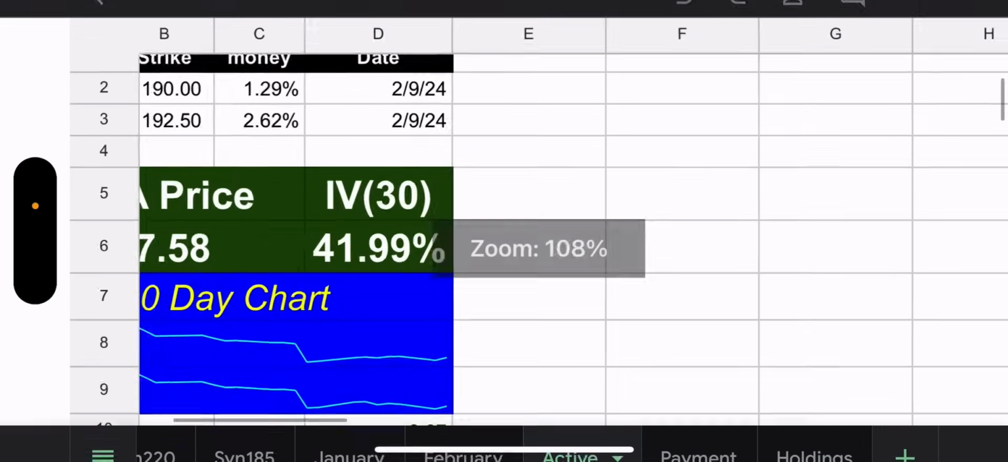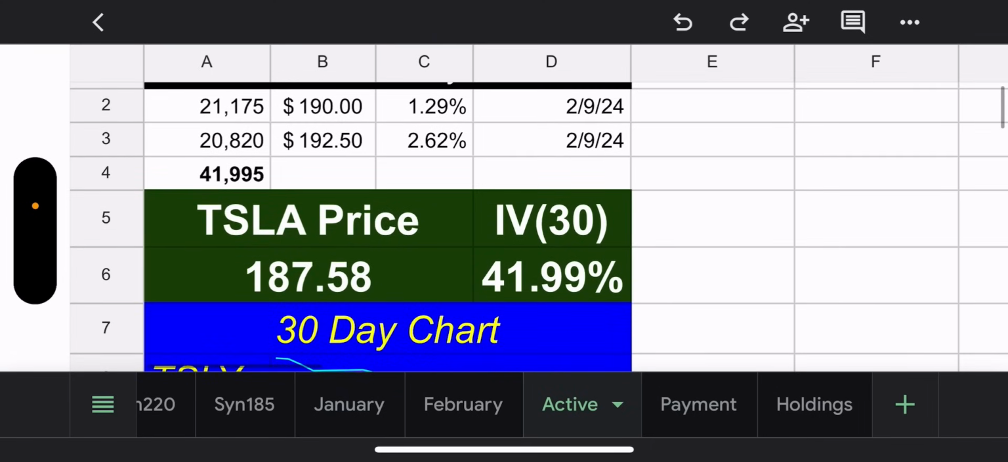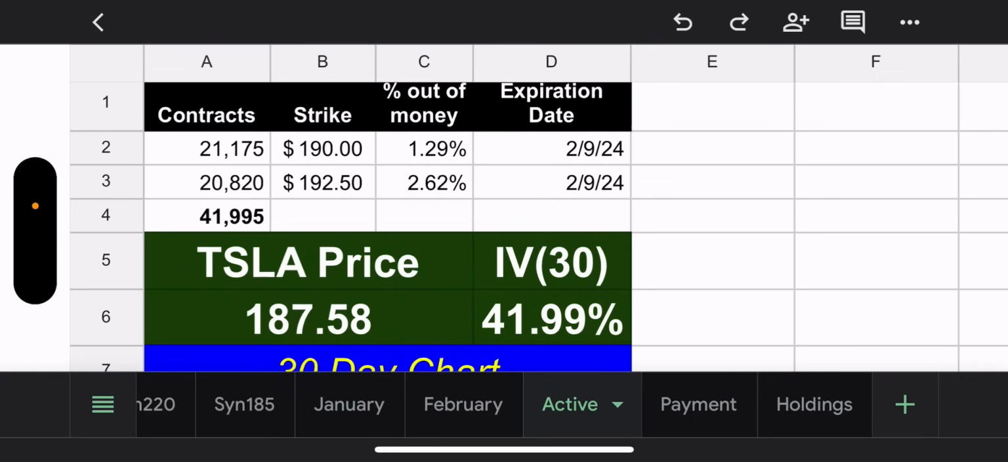Let's go to the active tab. All right, so 21,175 contracts with a 190 strike, 1.29% out of the money with 2 trading days left. That's getting close. 20,820 contracts with a 192.50 strike. That's 2.62% out of the money. Again, 2 trading days. So both of these are possibly in danger. But the way Tesla's been trading, it doesn't seem that we should be worried. But again, it's Tesla, so you never know.